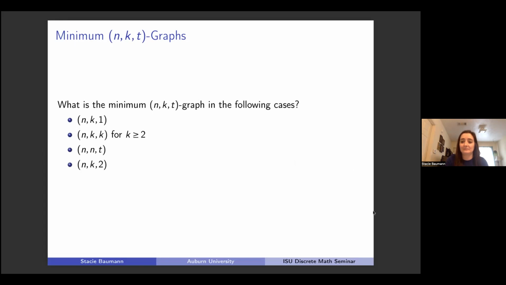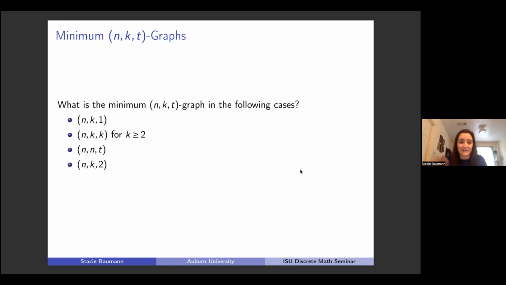NK1 is just an empty graph. It's a complete graph. Complete with isolated. And the last one should be no independent set or something. Yeah, so I'm hearing very correct things.